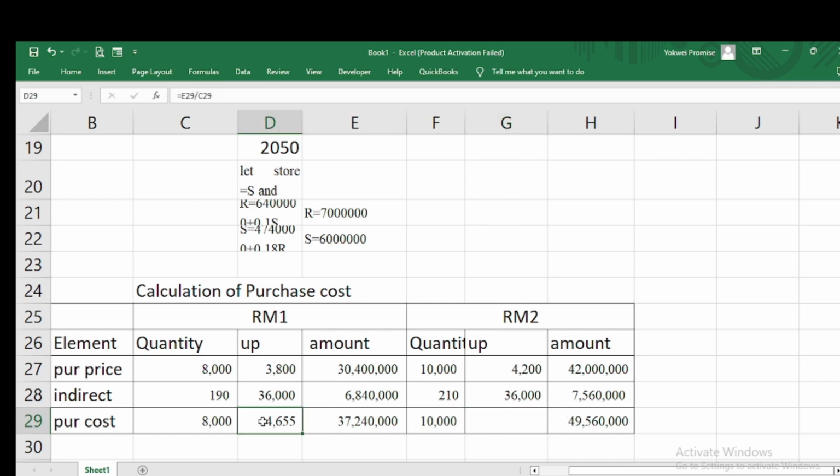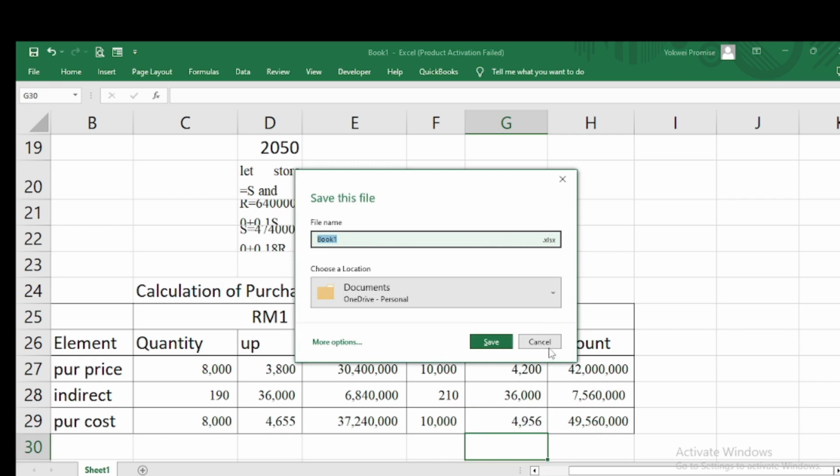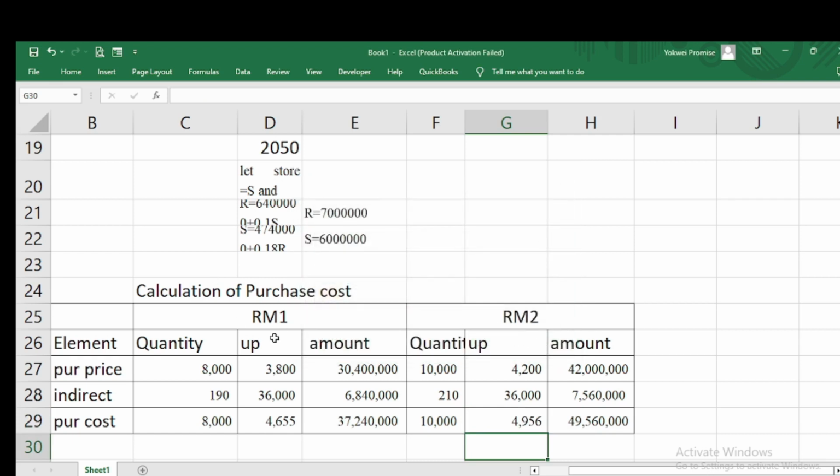So here I can just copy this formula and paste it here. Right. So this is how our purchase cost can be calculated. All right. So thank you very much.